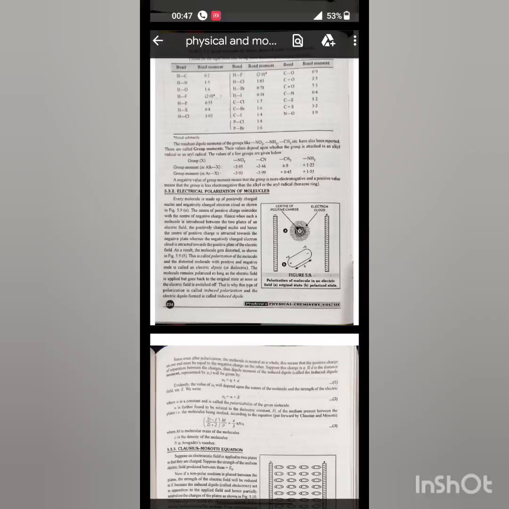This audio is for visually impaired students of the Physical Chemistry book of Pradeep Publications. The name of the chapter is Physical and Molecular Structure. It's part 2 and article 5.3.2, that is, electrical polarization of molecules.